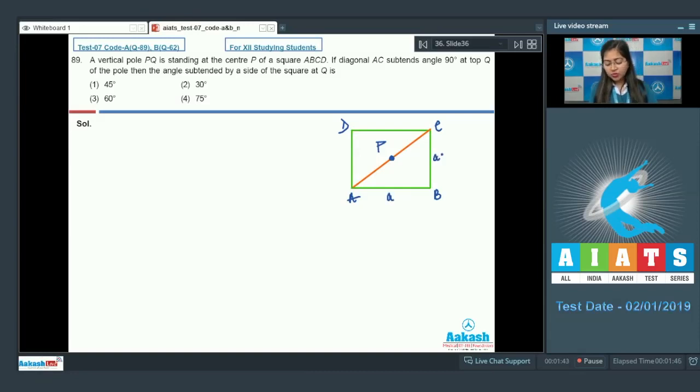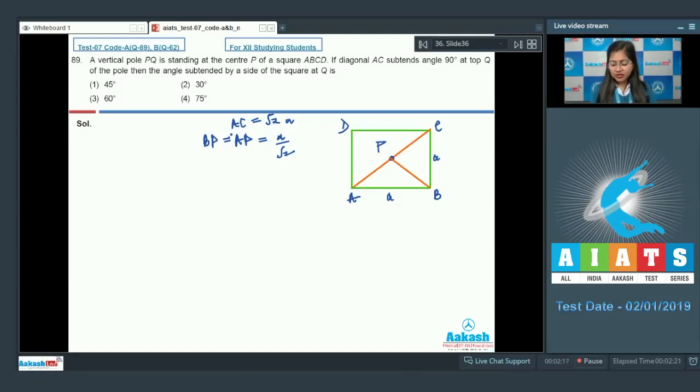So the value of AC will be equal to root 2 A, and the value of AP will be equal to CP will be equal to A by root 2. Similarly, let us join BP also. So the length of BP will also be equal to AP, that will be equal to A by root 2, right? Now, as we know that it is given here that diagonal AC subtends angle 90 degree at top Q.